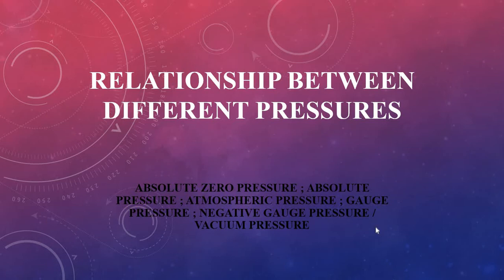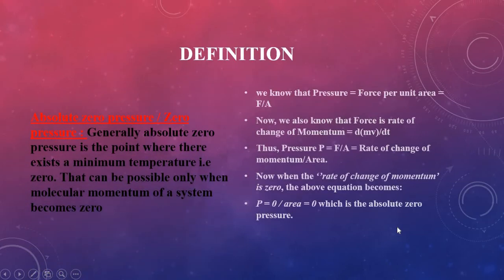At first we will know about the definitions of absolute zero pressure, absolute pressure, atmospheric pressure, gauge pressure, negative gauge pressure or vacuum pressure. Okay, let's know the definition of absolute zero pressure or zero pressure.